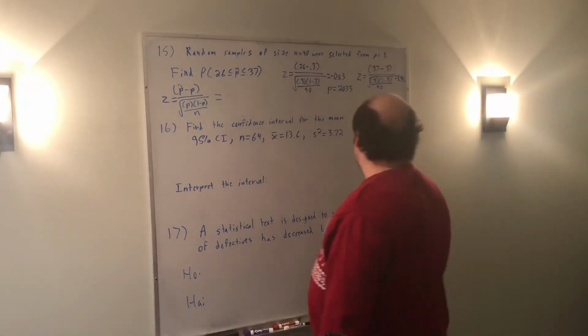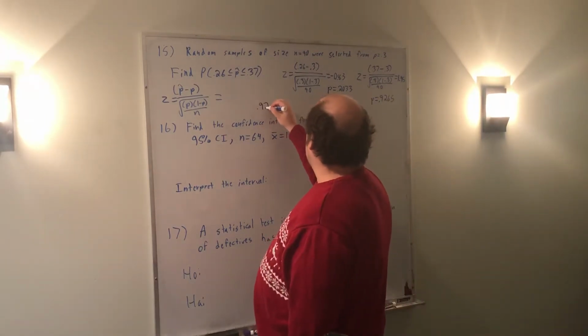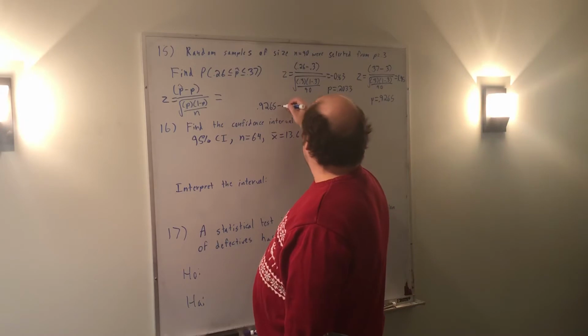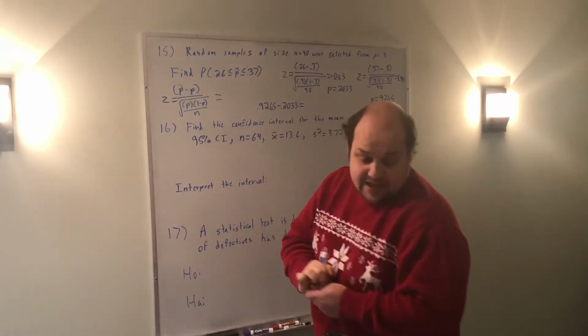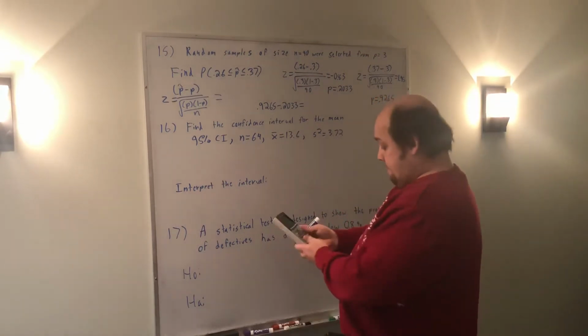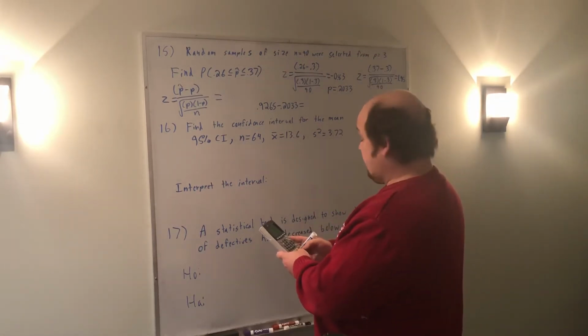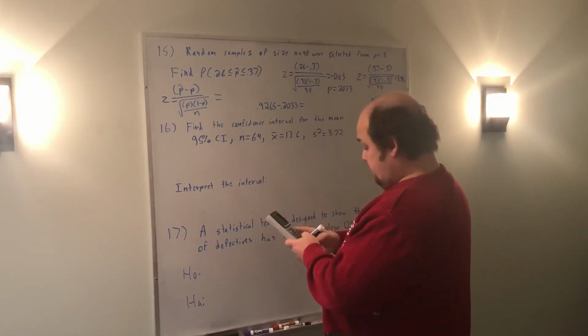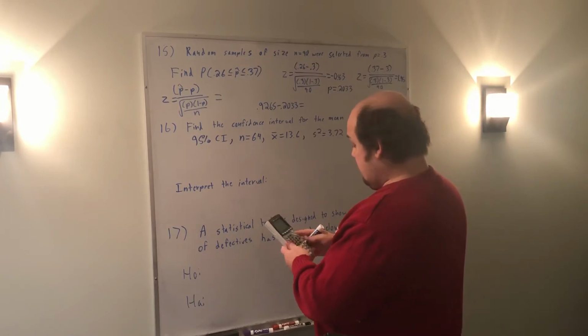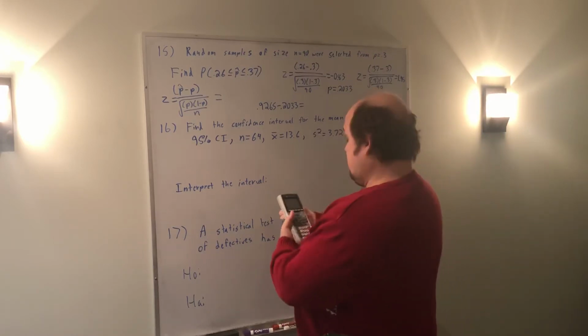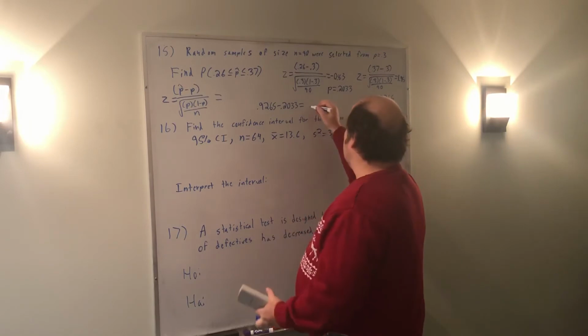For a between question, I take the larger one, 0.9265, minus the smaller one, 0.2033. When I put that into my calculator, 0.9265 minus 0.2033, that's how I get the correct final answer of 0.7232.